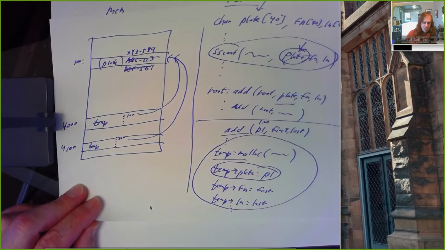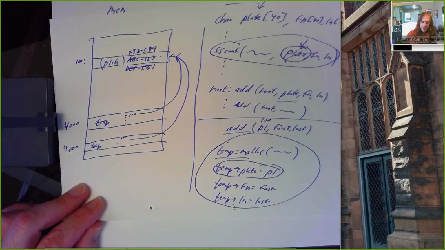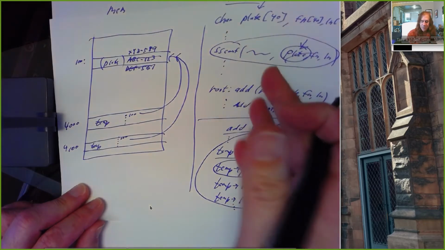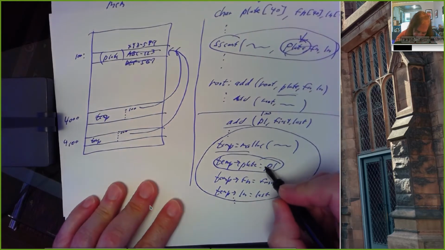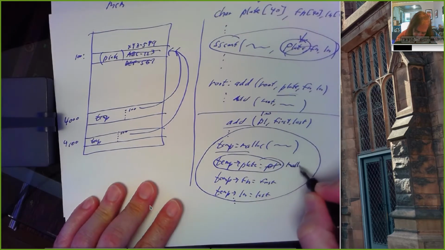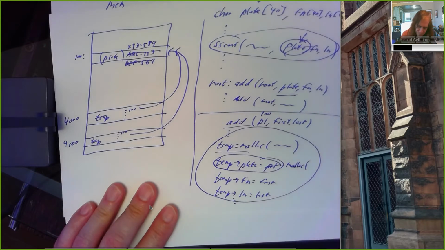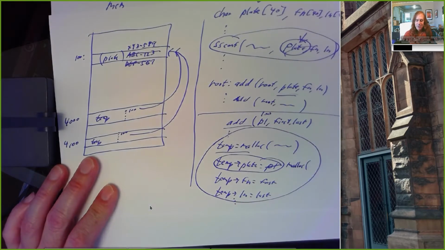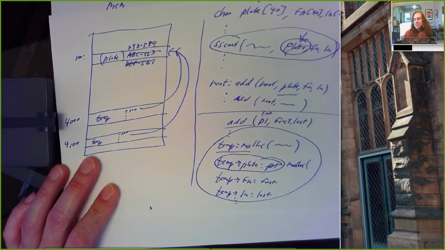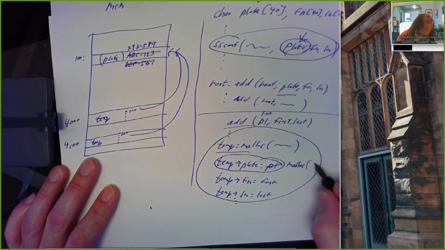What we want to do is we want to create a new area in memory in which we can store the plate for this node. So do something like temp arrow plate equals malloc. And make yourself a chunk of memory somewhere. Now, how much memory do we need to store the plate? However many characters are in the plate, and we find that by using stringlen.